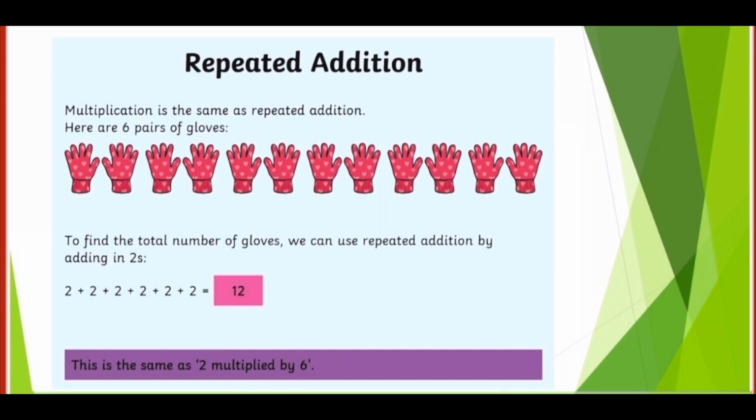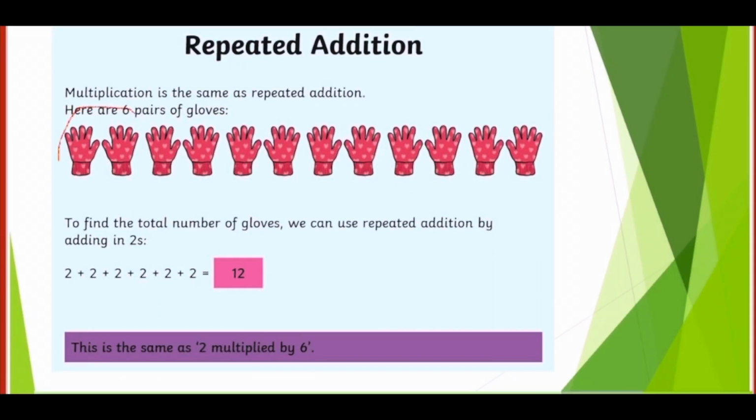Here are 6 pairs of gloves. We've got 1, 2, 3, 4, 5, 6. To find the total number of gloves, we can use repeated addition by adding in 2's. So 2 add 2 add 2 add 2 add 2 add 2. And that equals 12. And that is the same as 2 multiplied by 6. 2 times 6. And we have 6 groups of 2. So 2 times 6 and 6 times 2 is going to give us the answer 12.